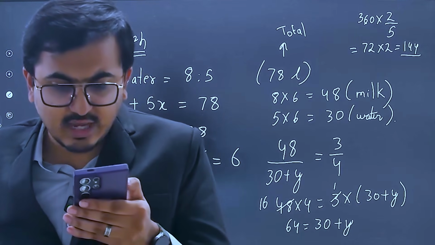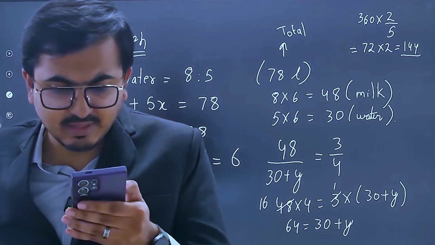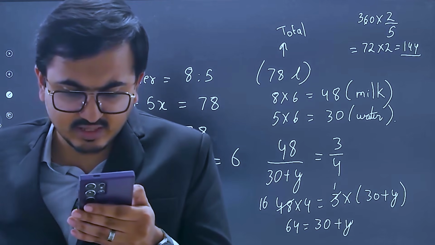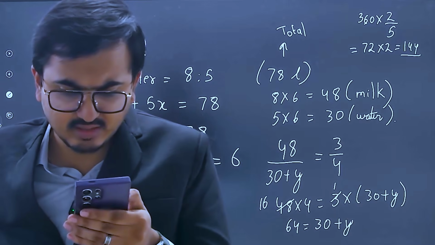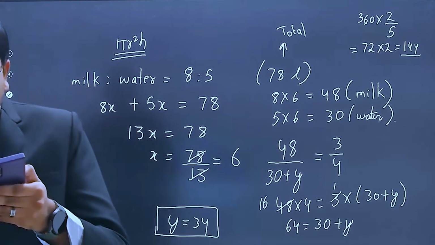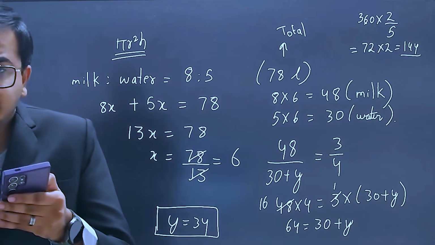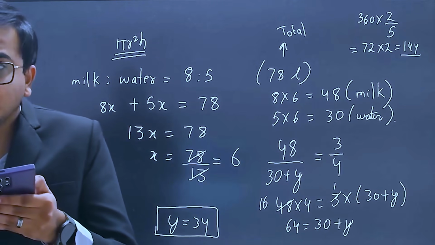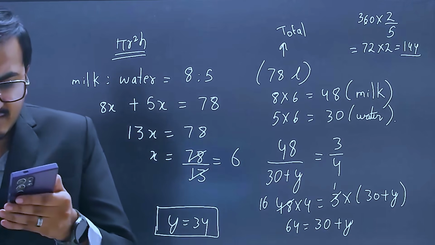Sir, the outer and inner diameters are 728 and 700 respectively. What is the breadth of the part? Just subtract them. 28 is the total. 28 by 2 will give you the answer, that is 14.